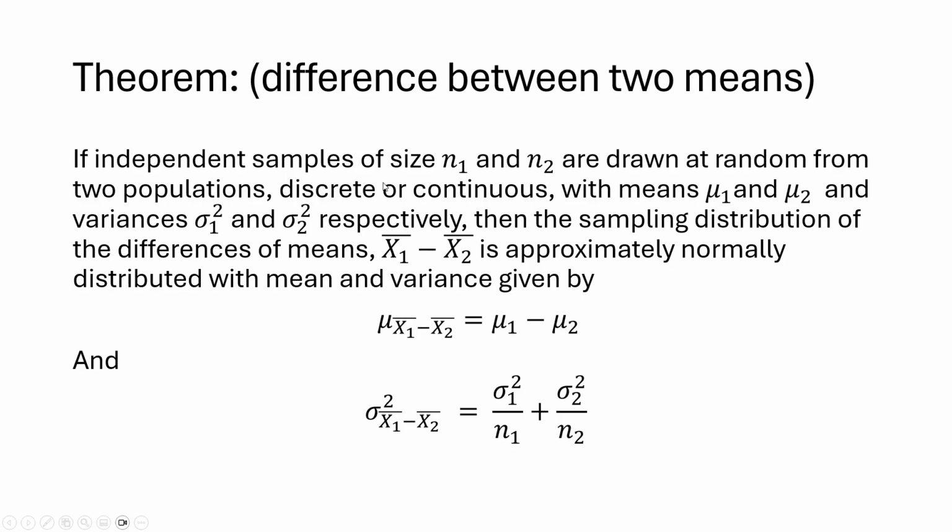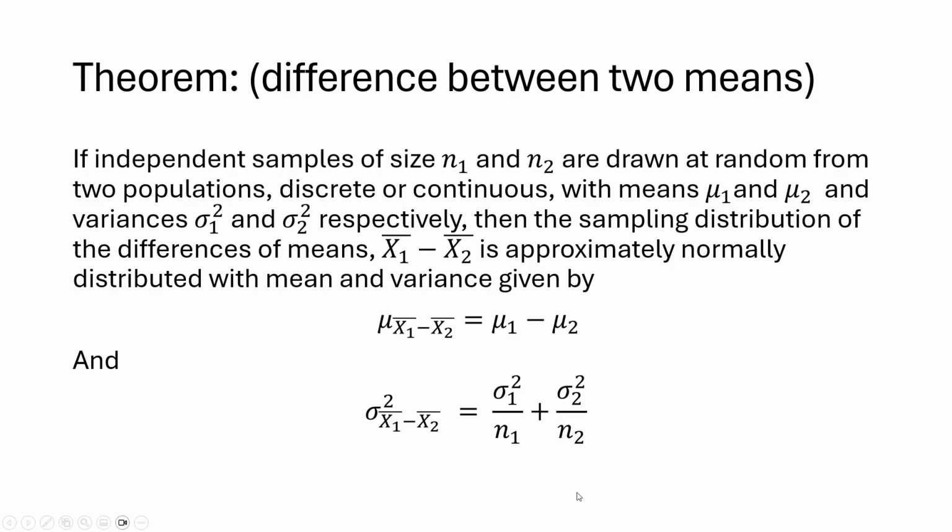If independent samples of size n1 and n2 are drawn at random from two populations, discrete or continuous, with means mu1 and mu2 having variances sigma 1 square and sigma 2 square respectively, then the sampling distribution of the difference of the means (you take different samples and you take the difference of the means) has mean mu1 minus mu2 and variance sigma 1 square by n1 plus sigma 2 square by n2.